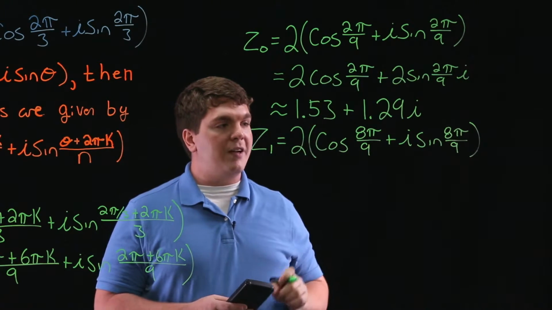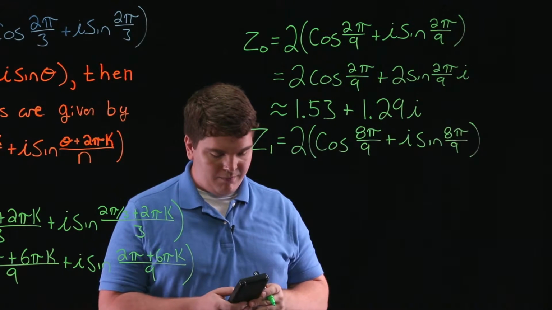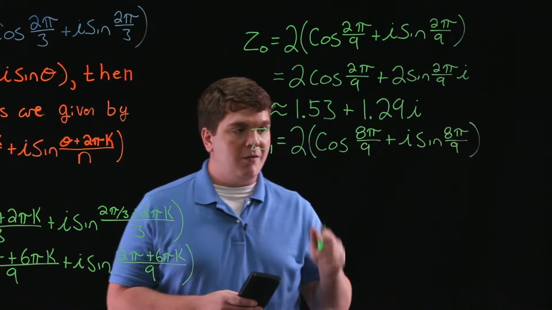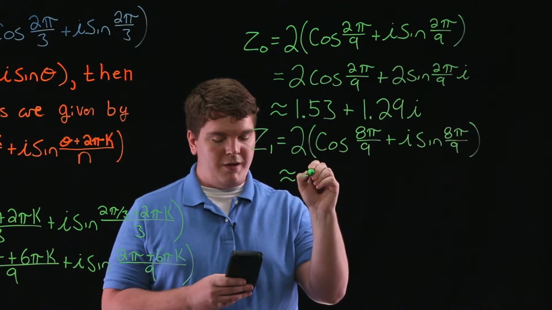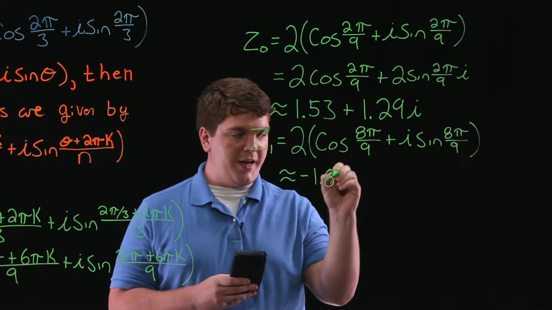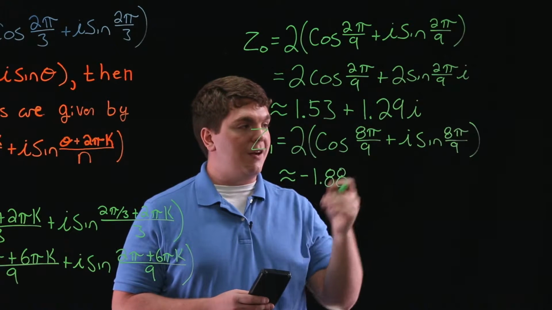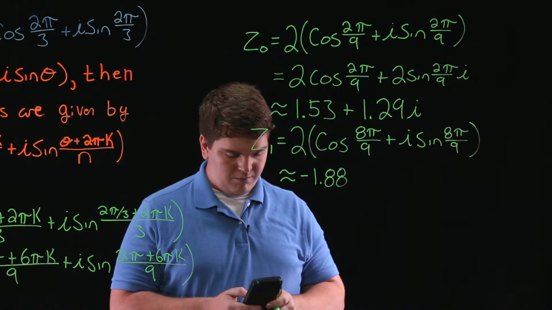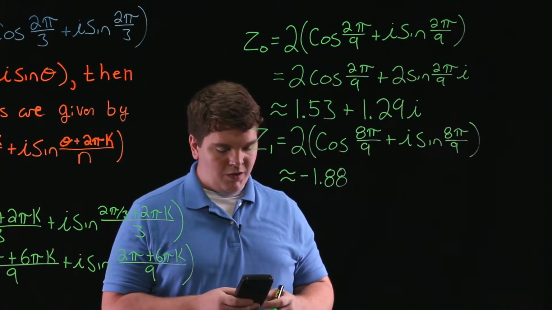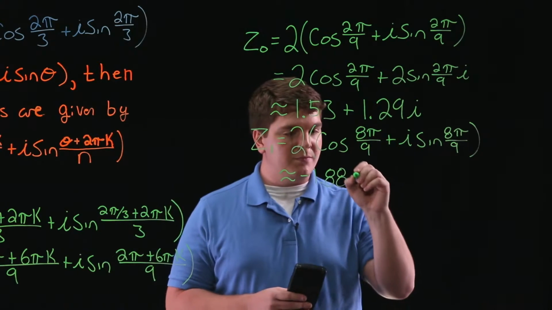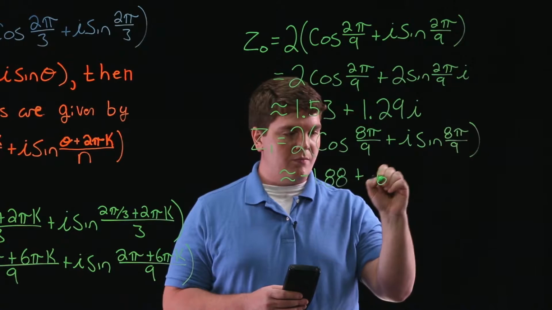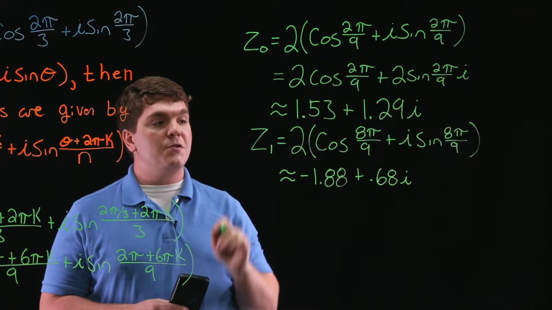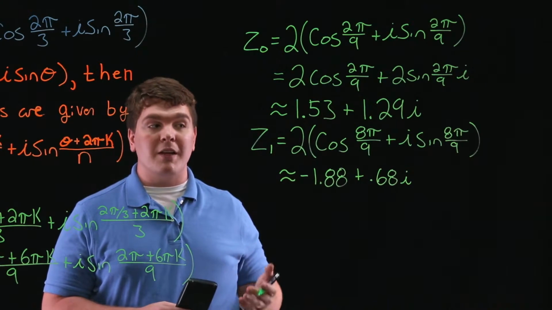So using a calculator, we'll find 2 times cosine of 8 pi divided by 9, which is approximately negative 1.88. And again, using a calculator, we'll find 2 times sine of 8 pi divided by 9, which is approximately 0.68. So there we found our first root and our second root in both the trigonometric and standard forms.